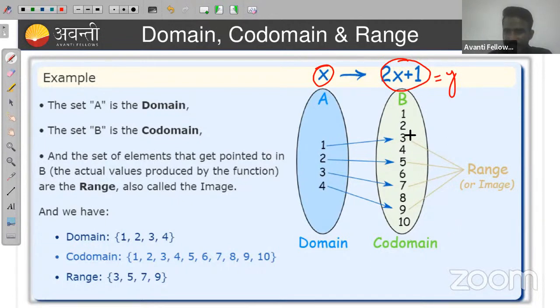But if you see the range here: if you put 1, 2 times 1 plus 1 is 3. If you put 2, you get 5, for 3 it is 7, for 4 it is 9. So the range is 3, 5, 7, 9, and the codomain is this, the domain is this. You can clearly see that the range is a subset of the codomain. 3, 5, 7, 9 are already inside this set. So the range here is a proper subset of the codomain.